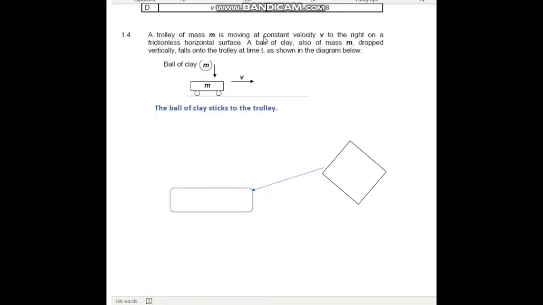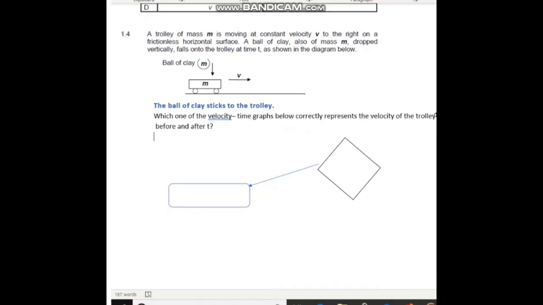Okay, and it says that the ball of clay sticks to the trolley. So when this ball hits the trolley, it sticks there. Okay, so which one of the following velocity time graphs below correctly represents the velocity of the trolley before and after t? So before and after t.